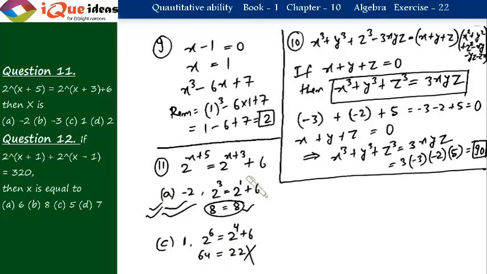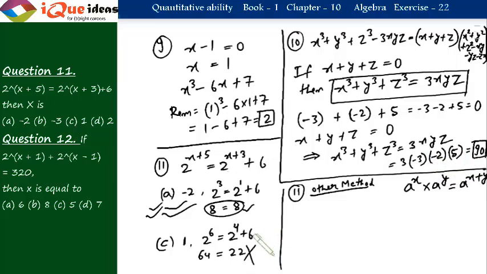But suppose the options are not helping, or if none of these is also there, right? Or if some combination is there, then what can you do? Then you also need to know the rules. The rules are, let's say, I'll put question 11 again, other method. Okay. Now the rules are a raised to the power x into a raised to the power y is equal to a raised to the power x plus y. Okay. The power gets added when the bases are same. Similarly, a raised to x divided by a raised to y will be a raised to the power x minus y. So when divided, power gets subtracted.